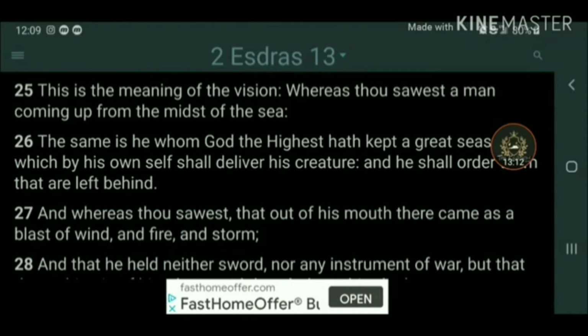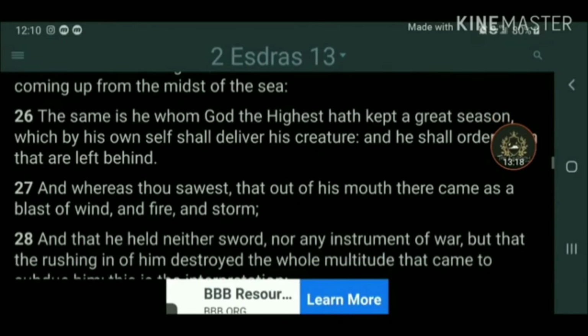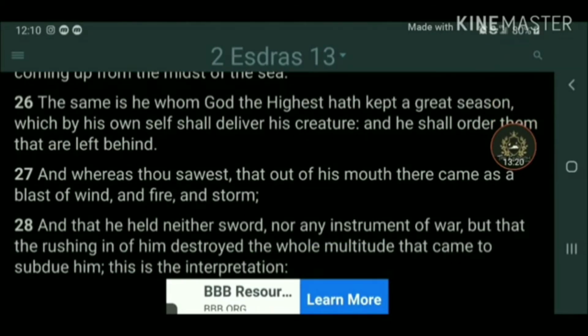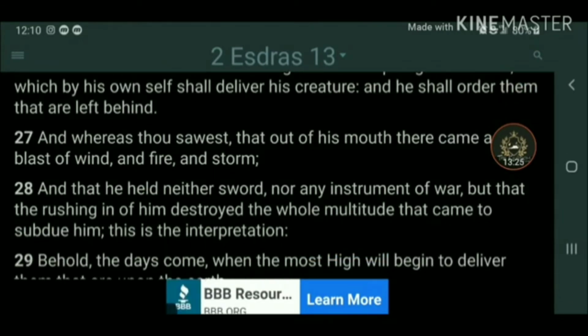Whereas thou sawest a man coming up from the midst of the sea. The same is he whom the Most High hath kept a great season, which by his own self shall deliver his creature. And he shall order them that are left behind.